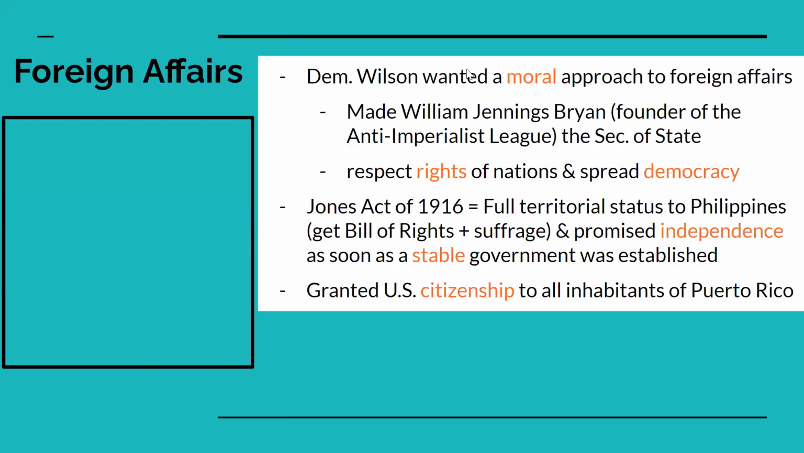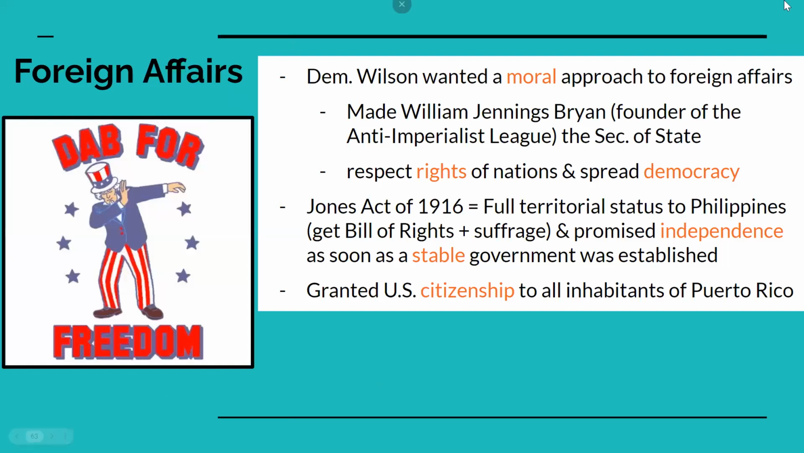And then we have Woodrow Wilson. He's got two terms in office, and he is the moral diplomacy guy. This is evident when he made William Jennings Bryan, the leader of the Anti-Imperialist League, the Secretary of State, the position and power in the United States that dictates foreign policy. So the guy that's supposed to dictate foreign policy is not about taking over other nations. It was a very strategic move on his part.